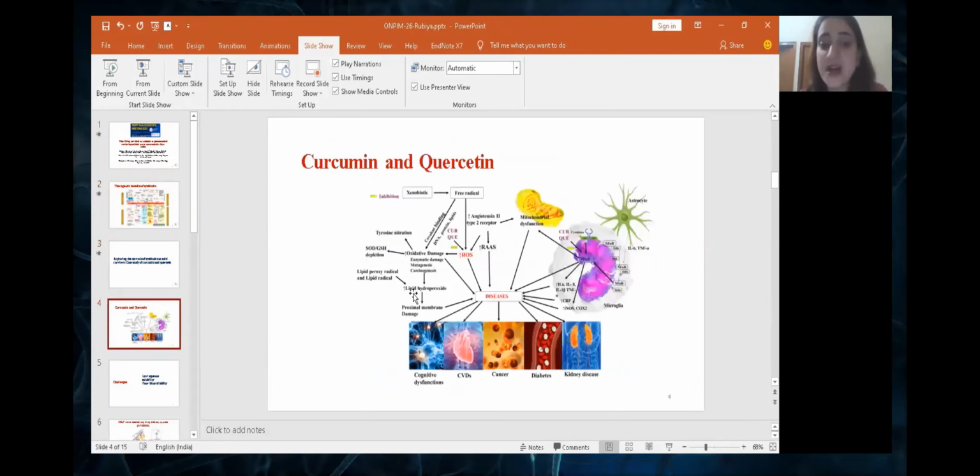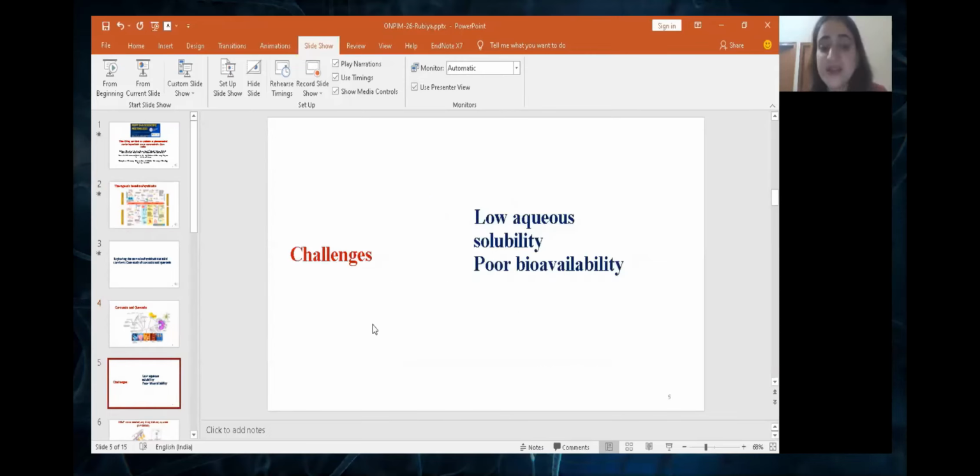Curcumin and quercetin are well reported for their therapeutic activities. These basically act by reduction of ROS, that is reactive oxygen species, and act on different inflammatory pathways, thus reducing inflammation and oxidative stress, which are the major pathways involved in the development of many diseases such as CVDs, diabetes, cancer, and kidney diseases. But the challenges they face are low aqueous solubility and poor bioavailability.